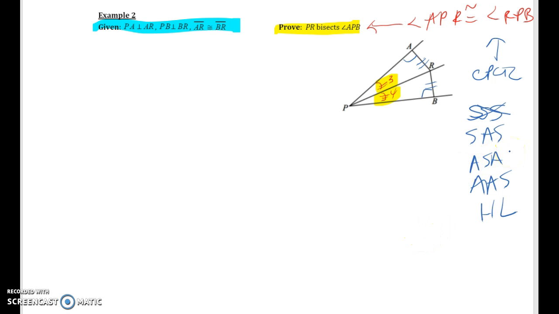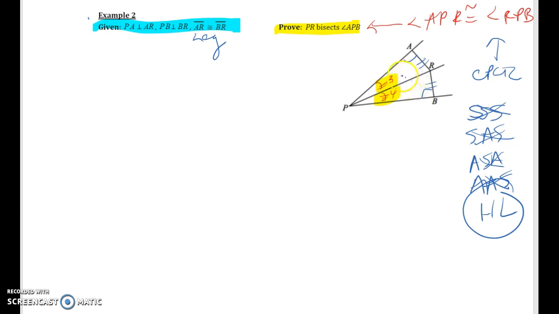I may be able to use side angle side. However, I don't know anything about PA and PB, so that is out. They only told me about one angle each, so I don't know anything about the other angles. I can't make any assumptions, so those are out. So chances are, we're going to use hypotenuse leg, and what they gave us was a leg. Again, I'll do the two-column proof here, and I will do the flow proof next.